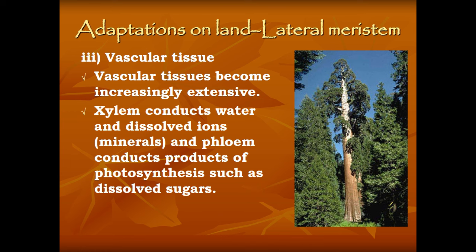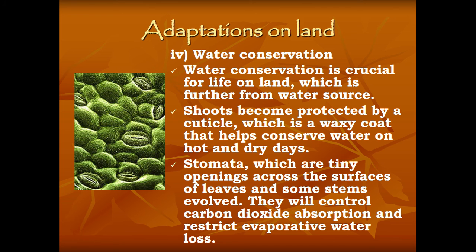Lateral meristem refers to the vascular tissue, which is the xylem and the phloem. Xylem conducts water and dissolved ions or minerals, meanwhile phloem conducts products of photosynthesis, such as dissolved sugar. And then how about water conservation through the stomata? Water conservation is crucial for life on land because plants are very exposed to sunlight, which is further from the water source.